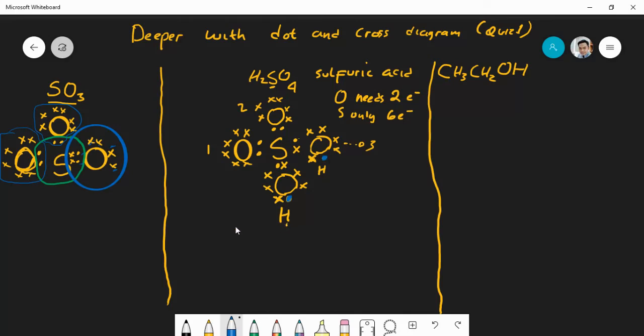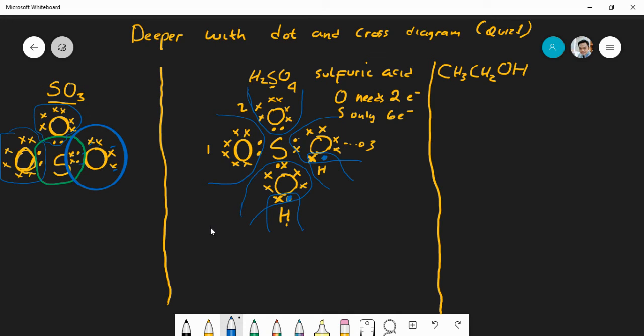So let's count everyone. This is gonna be here, it's 8. This is gonna be here, it's 8 electrons also. This is 8 electrons. This is gonna be 8. And you can compare yourself if you don't believe me. The hydrogen will be a duplet. So this is gonna be 2 electrons, and this is gonna be 2 electrons. So that will be the H2SO4.